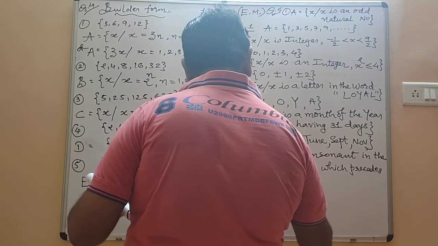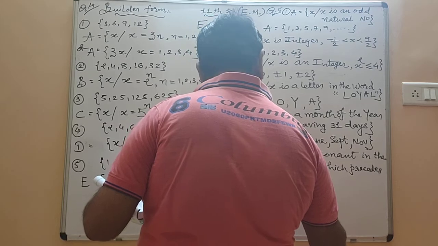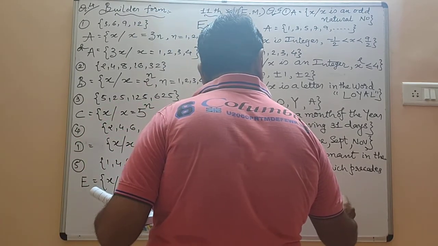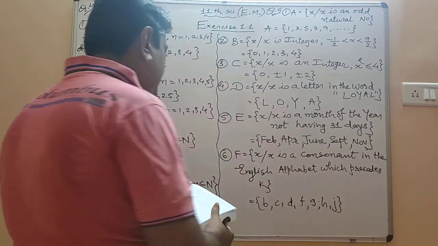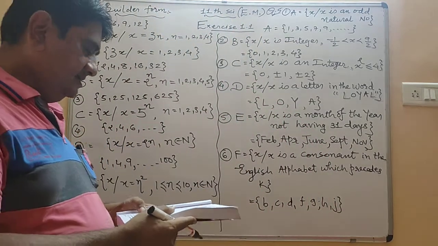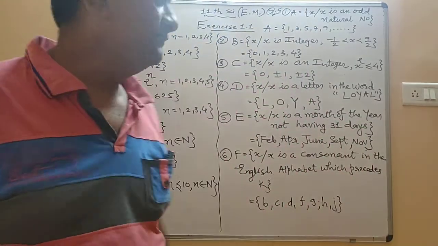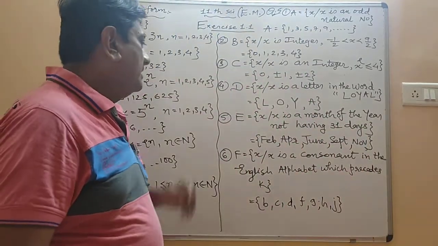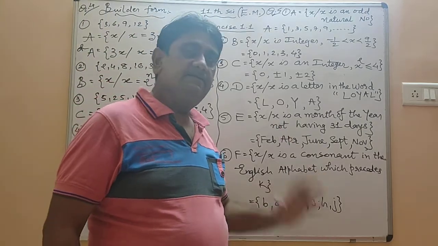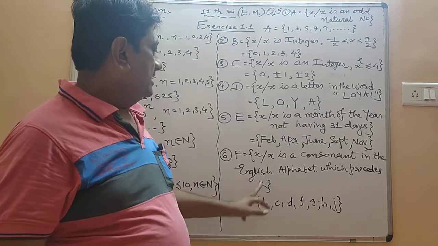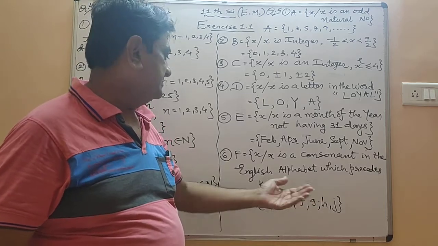B, C, D, F, G, H, and J. Now, what is the meaning of this? X is a consonant. It means it is not a vowel. An English alphabet which precedes K.